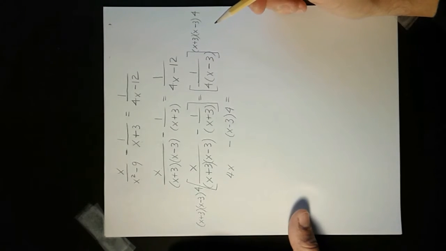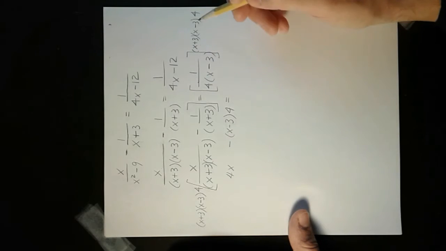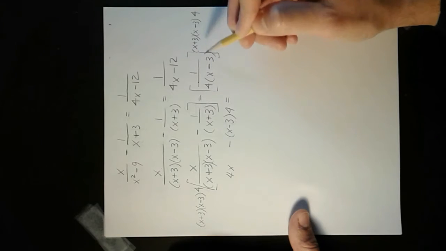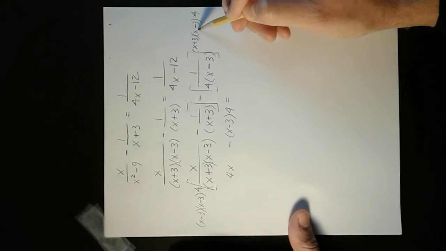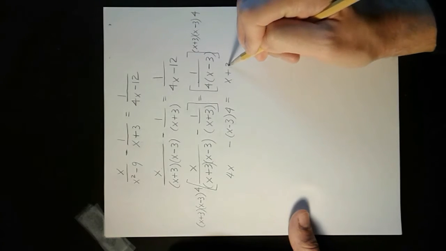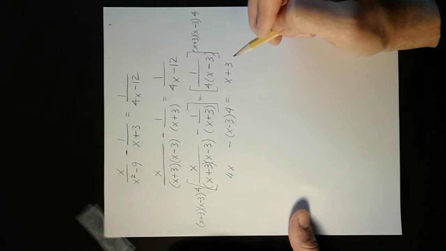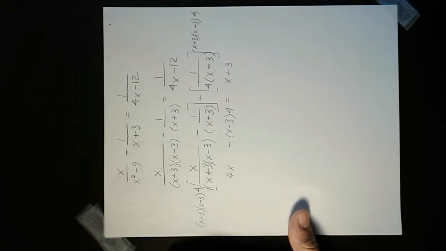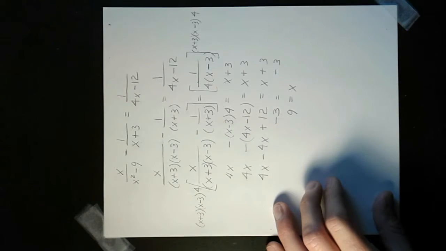and finally, we notice that this term 4 will cancel with this term 4, and this term x minus 3 will cancel with this term x minus 3, leaving us with x plus 3. Now from here, it's a matter of straightforward algebra, which I'm confident you're able to handle. If you ended up with 9 equals x, then we've got the solution to this problem.